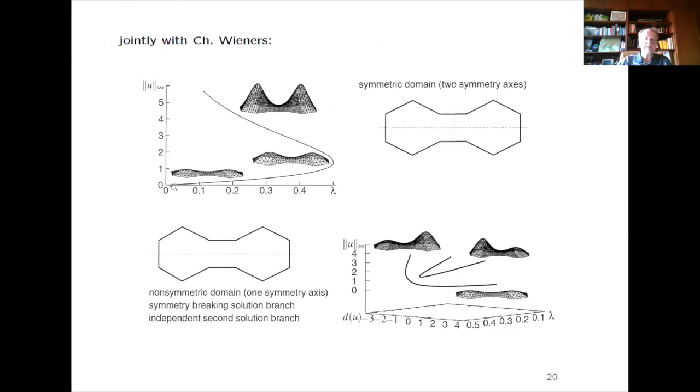And here, at the first attempt, we obtained a boring picture in the same way, which was similar to the problem on the unit square. So no new solutions apparently. But then we changed the domain a bit. We cut off a little part here, so this side is a bit shorter than this one.